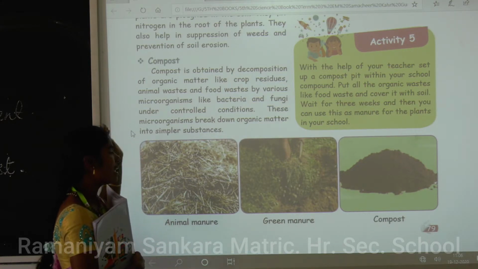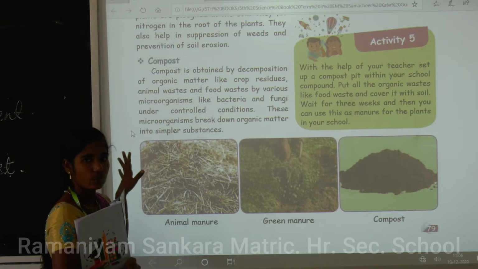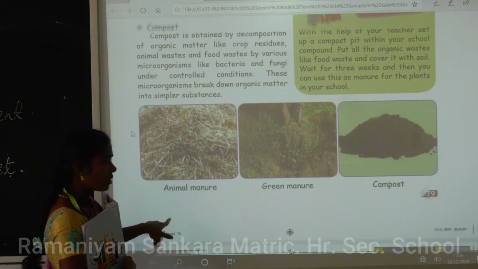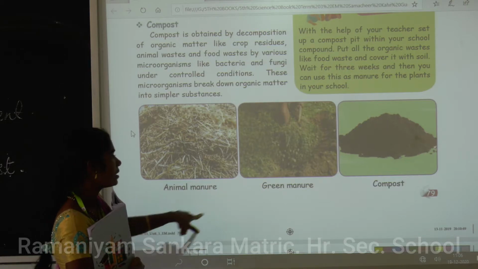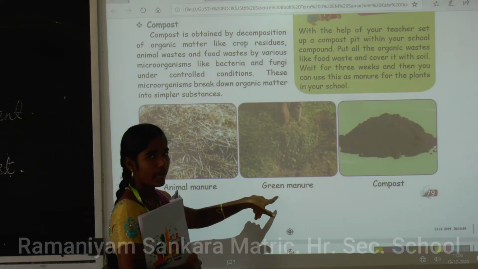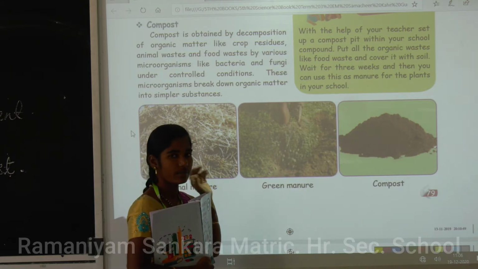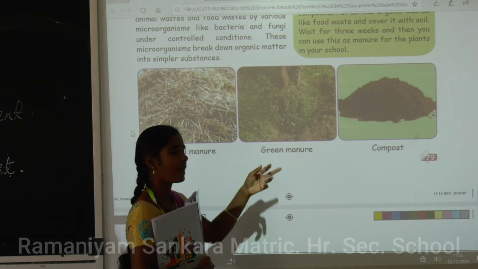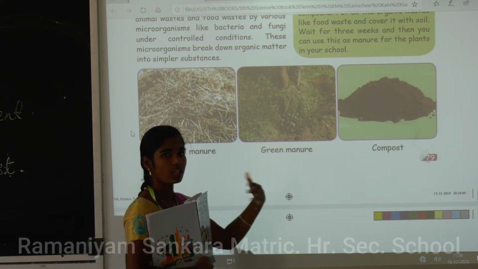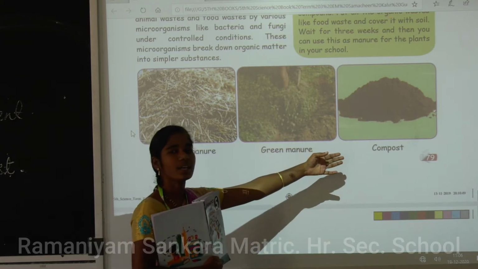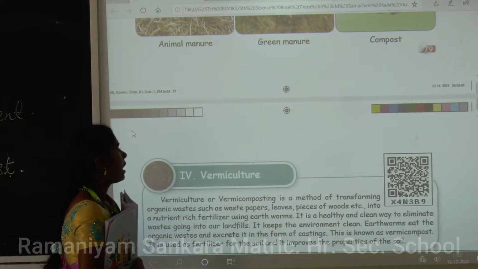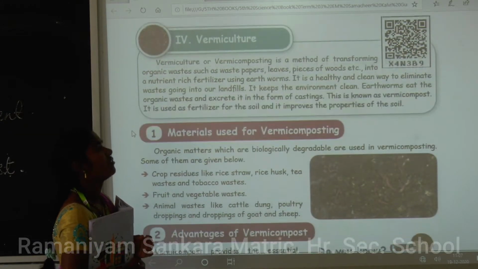Okay, so these are the three types of manure. ஓகேவா, one is animal manure, animal excretion இருந்து we are getting. Green manure from the plants we are getting. Compost is both, animal waste, other waste products, plant waste எல்லாத்தையுமே மக்க வச்சு decompose பண்ண வச்சு we are getting the compost. Okay, and the final topic is vermiculture.